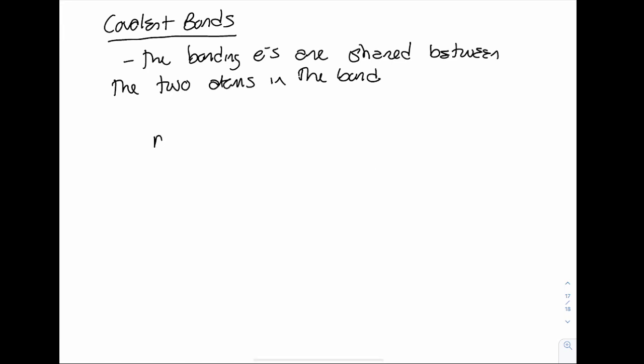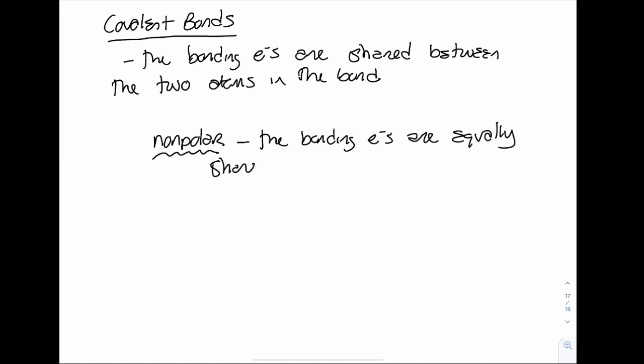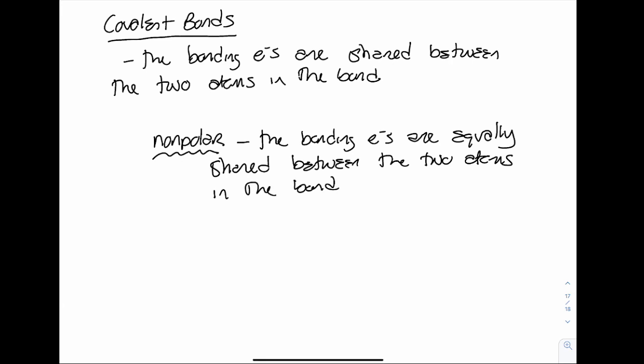So two types of covalent bonds: nonpolar, and in nonpolar covalent bonds, our electrons are going to be equally shared, and then polar covalent. So nonpolar, the bonding electrons are equally shared between the two atoms in the bond.